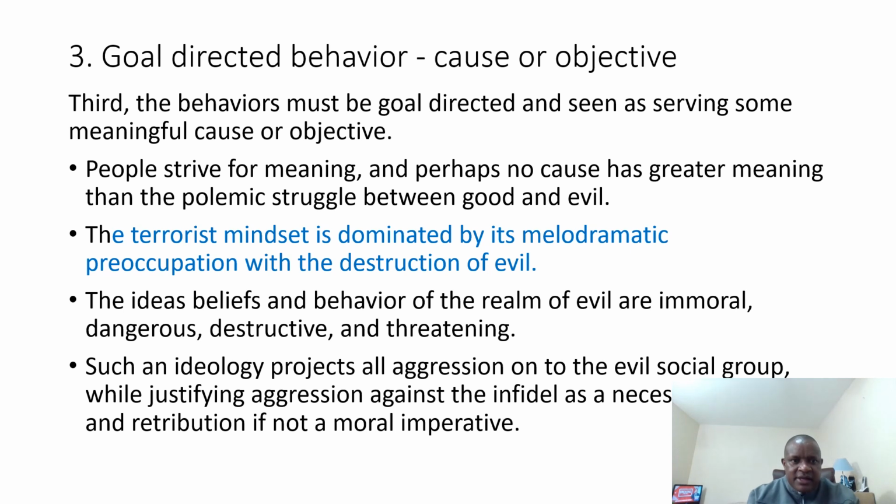Then, goal-directed behavior, cause or objective. Third, the behaviors must be goal-directed and seen as serving some meaningful cause or objective. People strive for meaning, and perhaps no cause has greater meaning than the polemic struggle between good and evil. Good and evil. The terrorist mindset is dominated by its melodramatic preoccupation with the destruction of evil. They believe that the other people are evil.